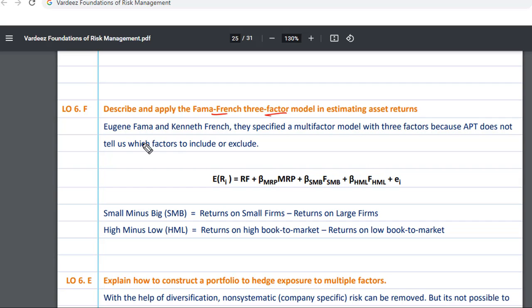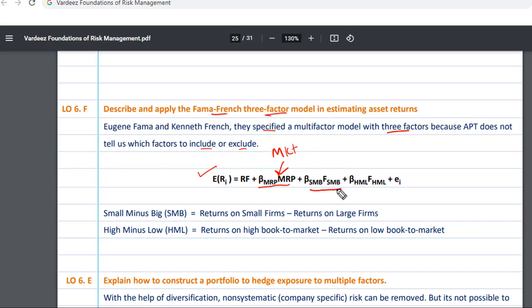So what Fama and French, Eugene Fama and Kenneth French, did is they specified a multi-factor model with 3 factors, because APT doesn't tell us which factors to include or exclude. So here they defined their own 3 factors that should be included in a multi-factor model. They have already pre-decided those factors. The very first one is the return on the market risk premium. So market is the first factor.